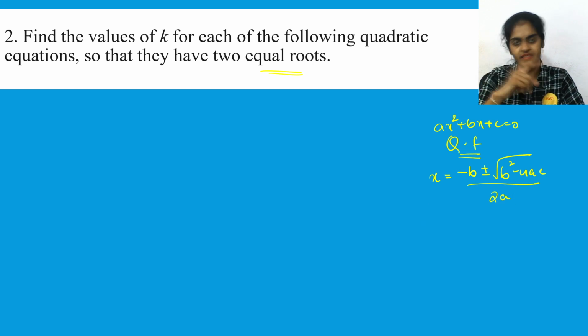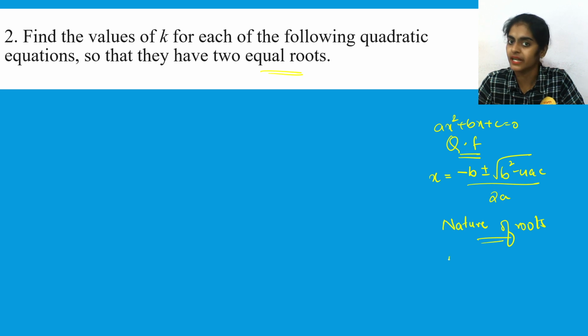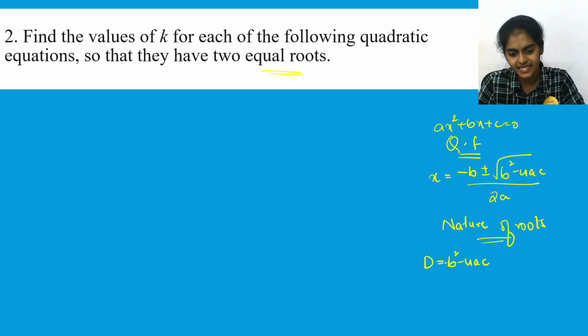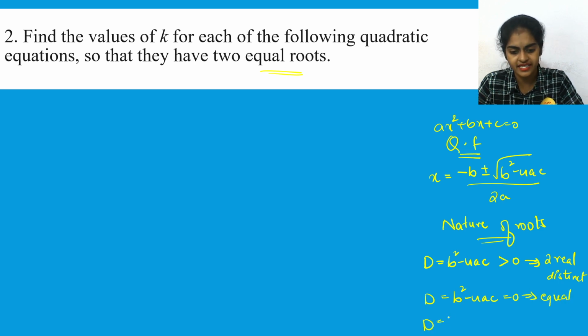And also in the very first question, we discussed the nature of roots, and there I explained very clearly that the nature of roots depends on the value b square minus 4ac, which is under the root, and we call it the discriminant. If the discriminant is greater than 0, you will have two real and distinct roots. If b square minus 4ac is equal to 0, you will have equal roots. And if b square minus 4ac is less than 0, you will have no real roots.